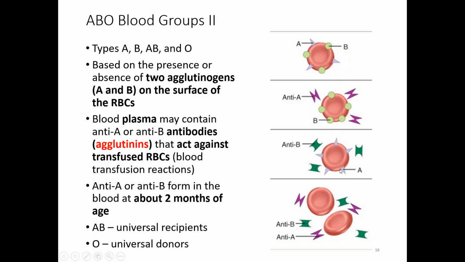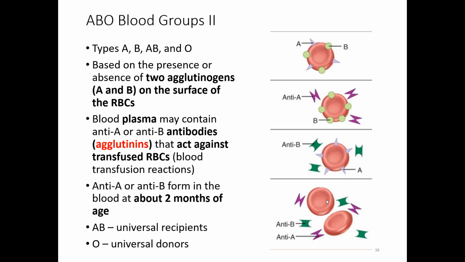The next person has a different shaped agglutinogen, type A only. That would be blood type A. Finally, there are people who have both type A and type B agglutinogens. They have blood type AB. And finally, some people have neither A nor B agglutinogens on the surface of their red blood cells, and those people will have blood type O.